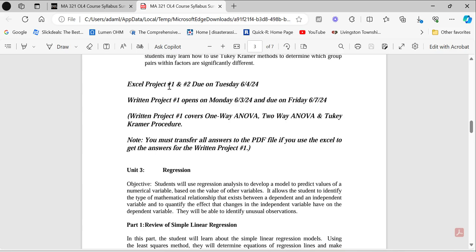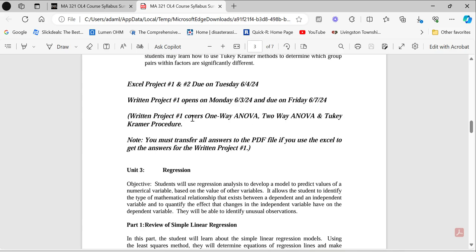And all the deadlines for the Excel project are listed in our syllabus. So Excel project number 1 and 2 is due on Tuesday, June 4th. And written project number 1 will open on Monday, June 3rd, and is due on Friday, June 7th. Okay, so you gotta follow this very closely, right? You need to submit everything on time, by the due date.